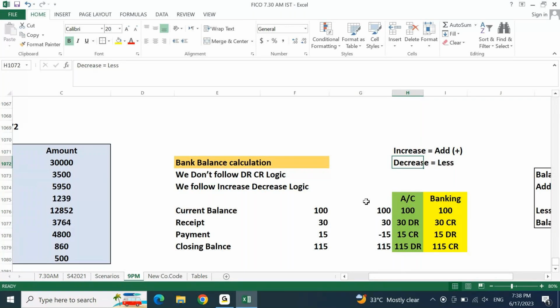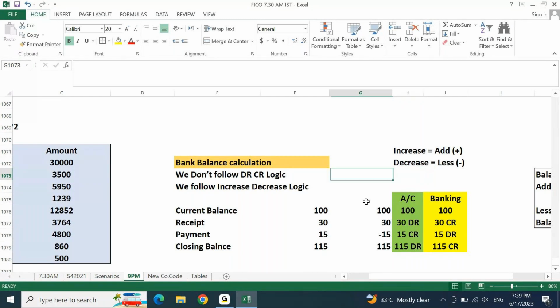Increase or add is nothing but plus. Decrease or less is nothing but what? Minus. Are these symbols correct? Correct, sir. Now you will be playing with plus minus symbol in BRS, not with debit credit. Instead of debit credit, we will be playing with plus minus in BRS.